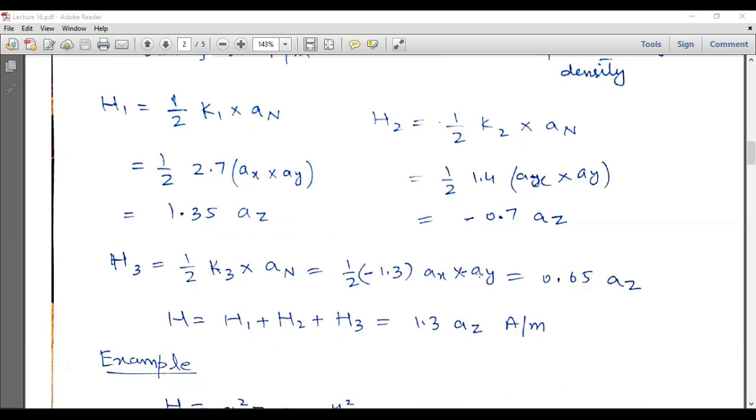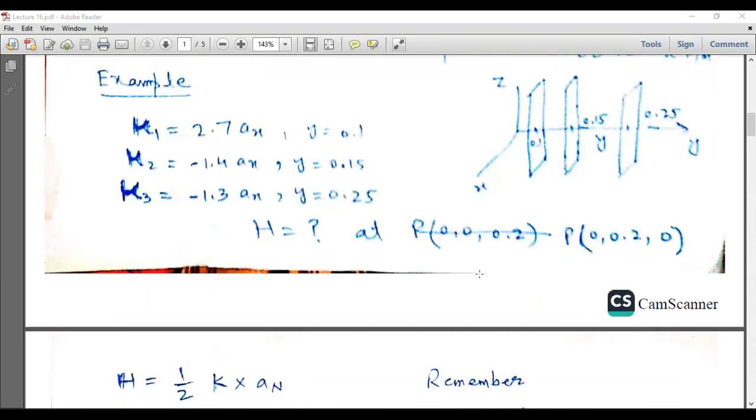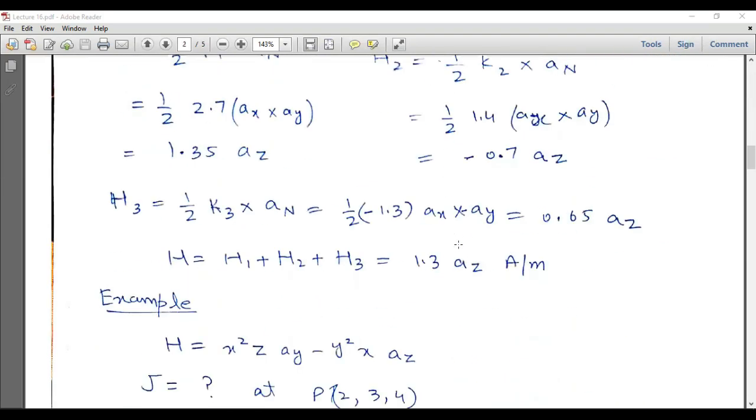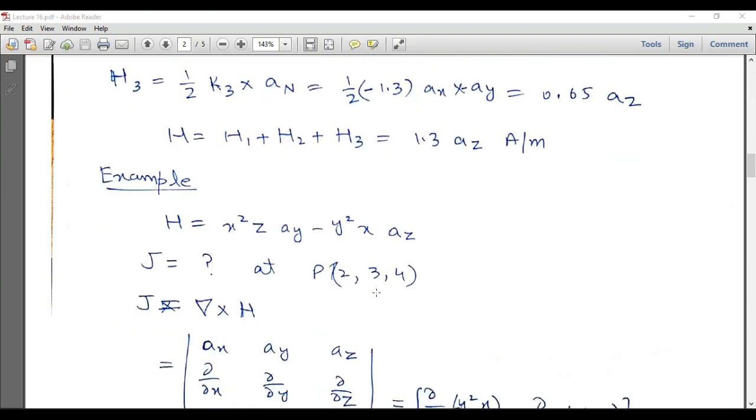So why do we have a negative sign with this ay over here? The reason is that the point at which we want to measure the magnetic field lies between this sheet and this sheet. So an with reference to this sheet will be ay, with reference to this sheet again an will be ay, but with reference to this sheet an will be minus ay, because the point is lying on the left side of this sheet. That's why we have put a minus ay over here, and H will be equal to the sum of all these three magnetic fields, and it is equal to 1.3 az amperes per meter.